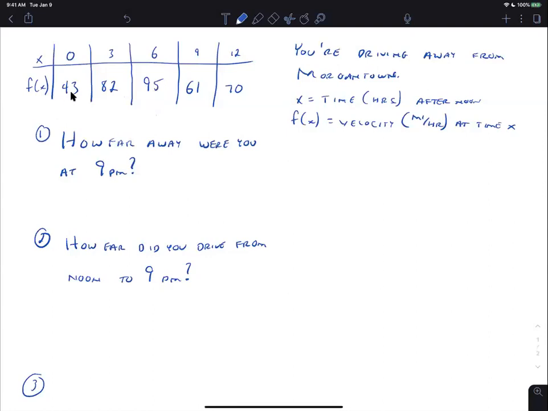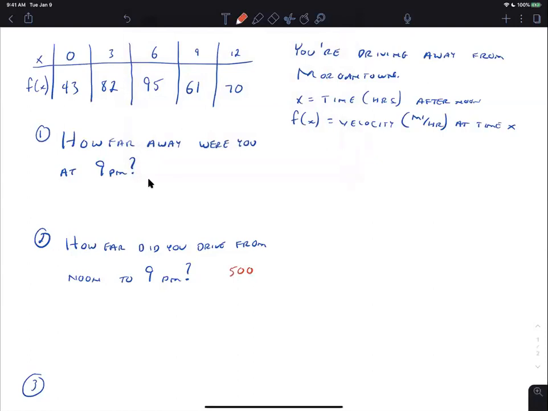Okay, so more though, let's say that you drove, and I'm making this up, but let's say the answer to this is 500. So from noon to 9, you drove 500 miles. Does that mean you're necessarily 500 miles away at 9, if you drove in the same direction the whole time? No, it depends on where you were at noon.